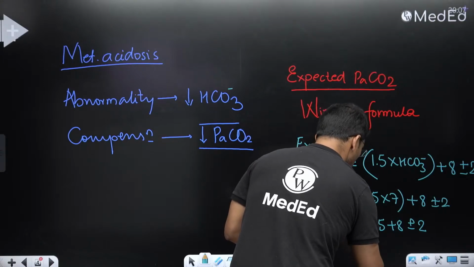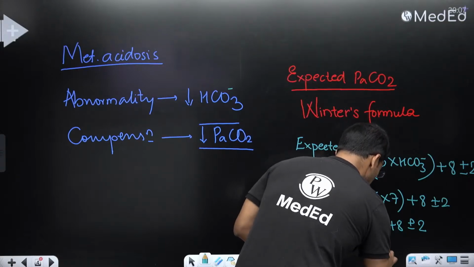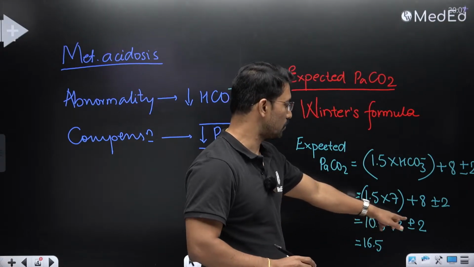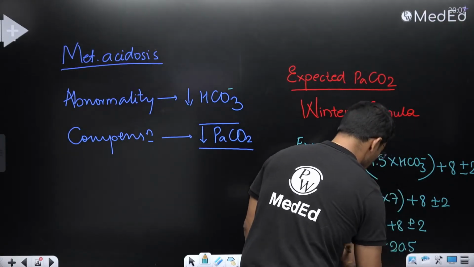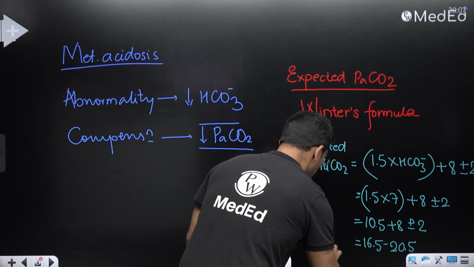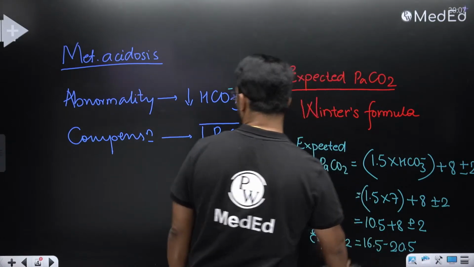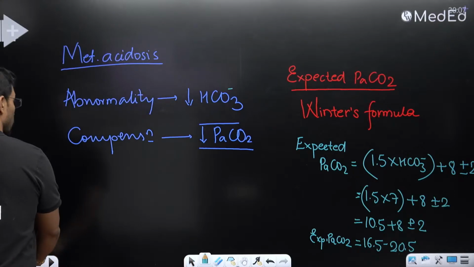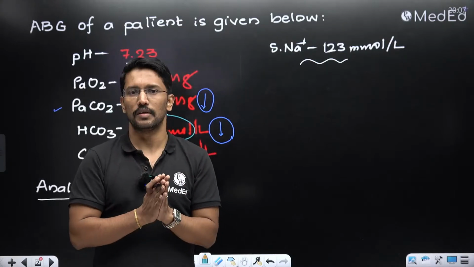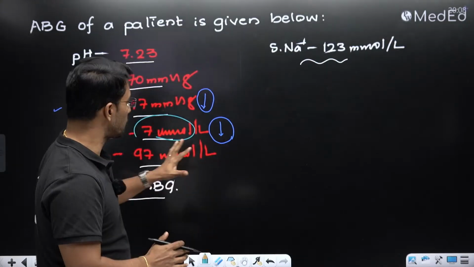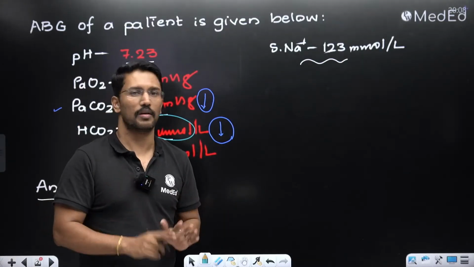So we will have a range of 18.5 minus 2, which is 16.5, and 18.5 plus 2, which is 20.5. So this is the expected PaCO2 range: 16.5 to 20.5. How much is it in this case? In this case, PaCO2 is 17. So is it in the expected range? Yes, it is in the expected range. So that means this patient has appropriate compensation from the respiratory system, not more, not less, no additional ABG abnormality here.